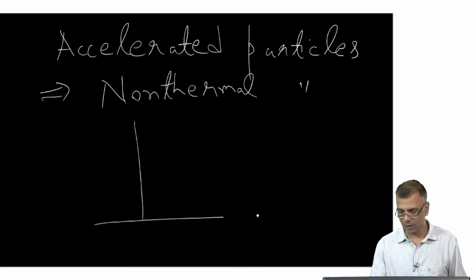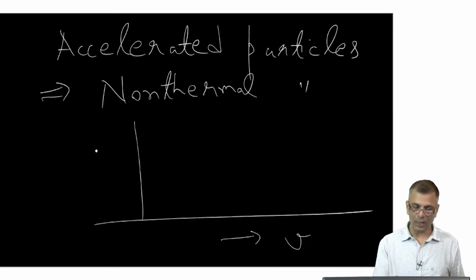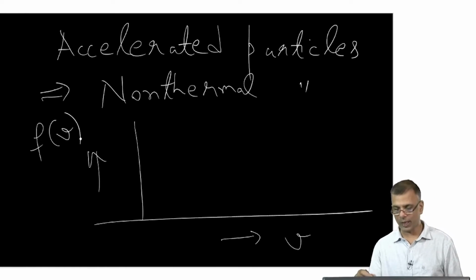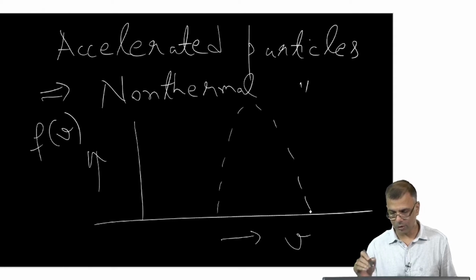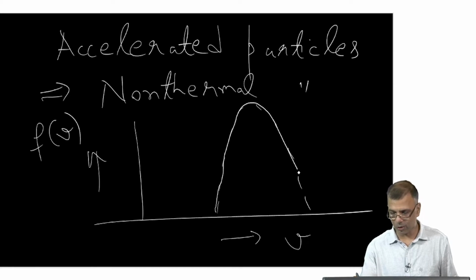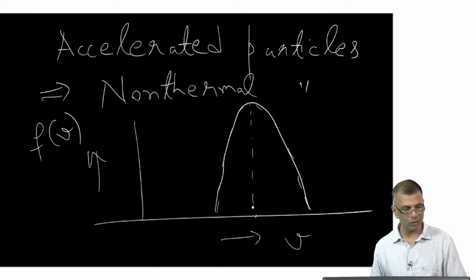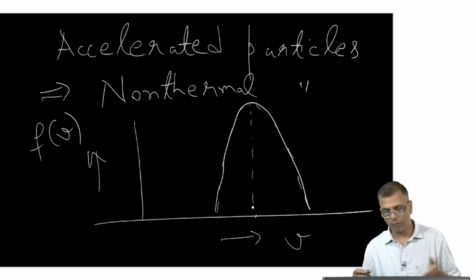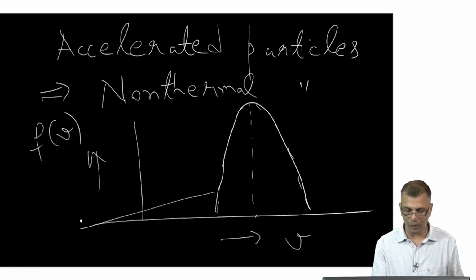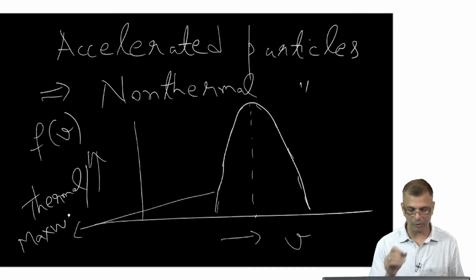Consider, for instance, a distribution function with either velocity or energy on the x-axis. For concreteness, let's just say velocity, and the distribution function f of v on the y-axis, and a Maxwellian distribution would look somewhat like this. I'm not very good at drawing these things. So this would be a Maxwellian, a thermal distribution, which is peaked around some velocity. This would be the root mean square velocity, and it falls off very sharply, exponentially, as we know. This would be a thermal, or Maxwellian, distribution.